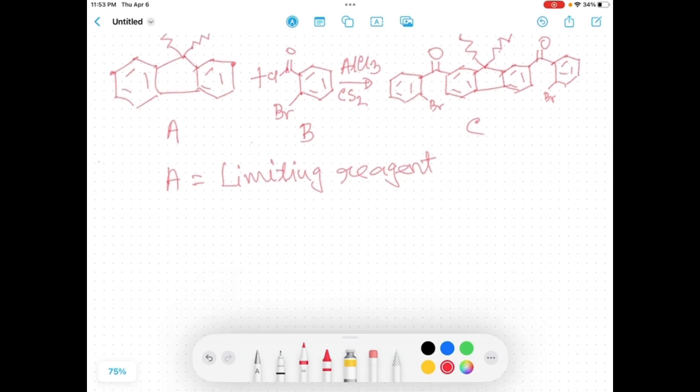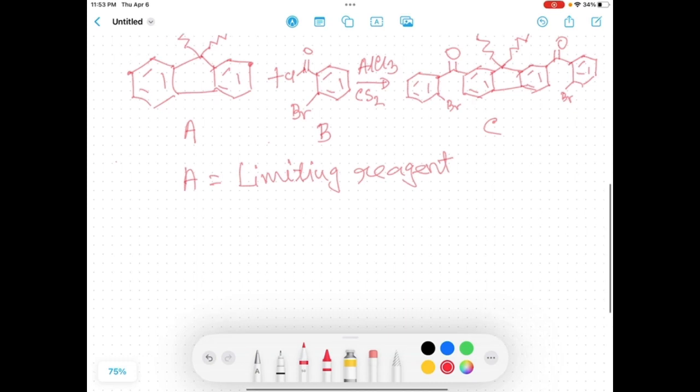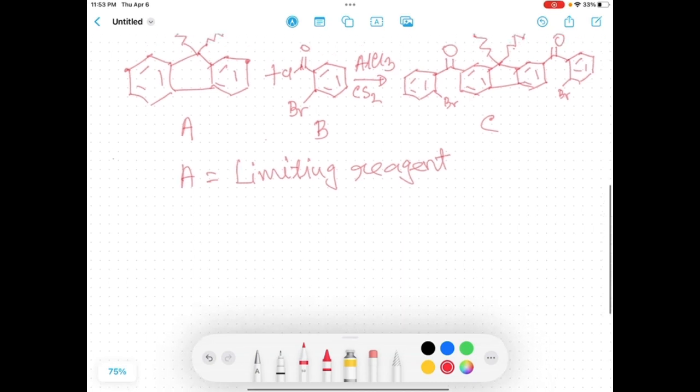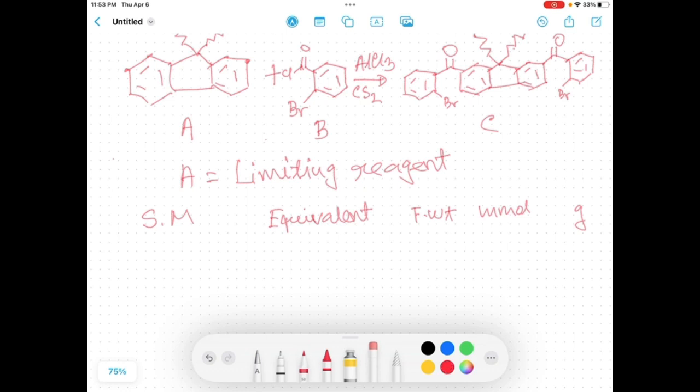So now let's see how you will write the calculation part. Here you can write starting material, then equivalent, how much equivalent you will take, and formula weight or molecular weight, millimole, and amount. Actually, let me write it as amount.